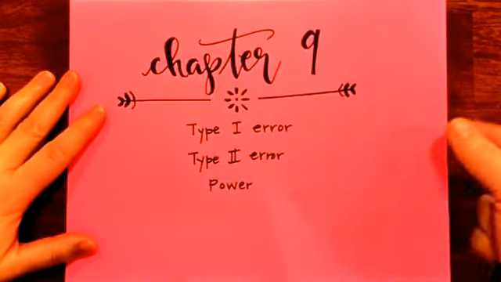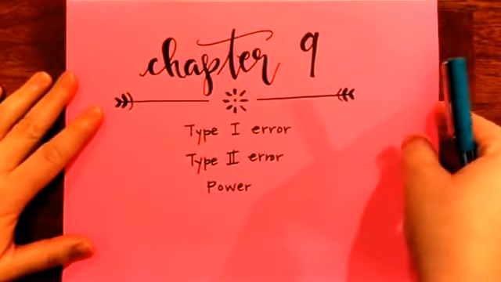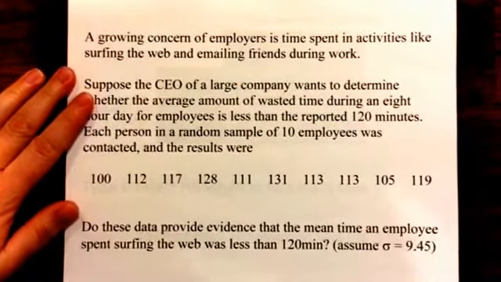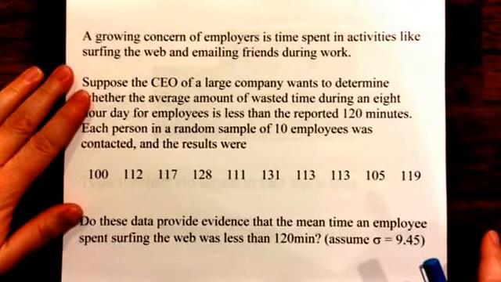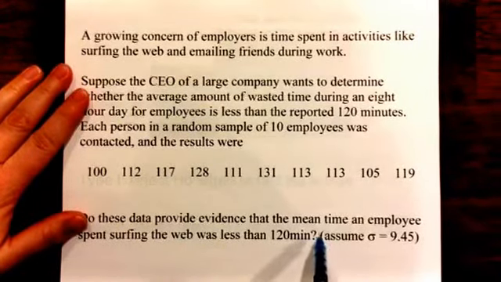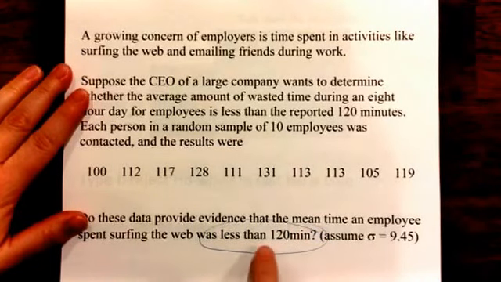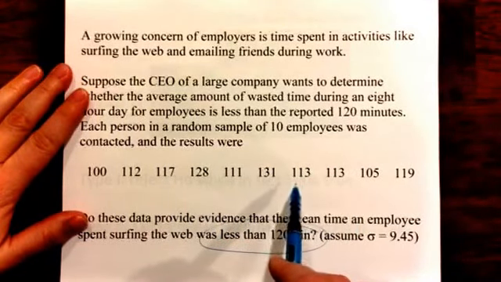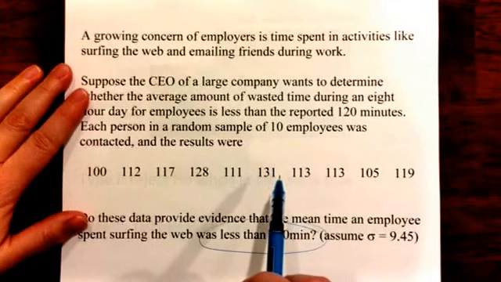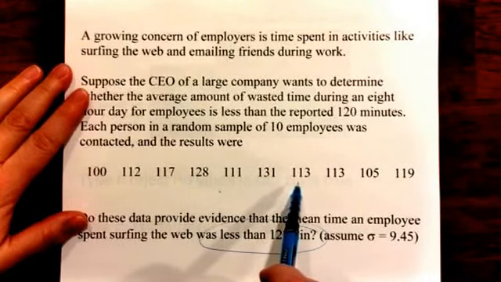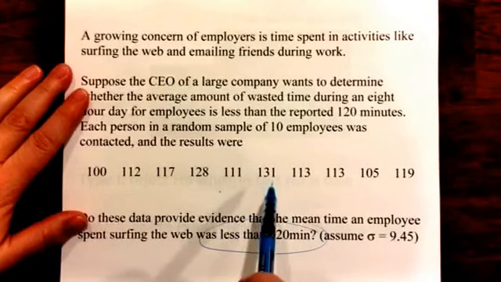In the previous video, I made a video about Z-tests, and in the Z-test, we were given this example where a CEO was trying to see how much time his employees were spending on the computer surfing the web. He was trying to prove that they were spending less than 120 minutes, and you had to graph this data. So if you want, go back and watch that Z-test video, so you can see the distribution of this data. And this distribution turned out to be skewed right.